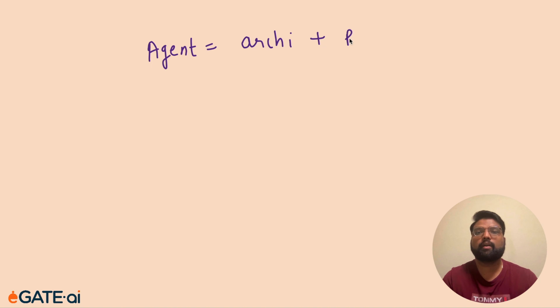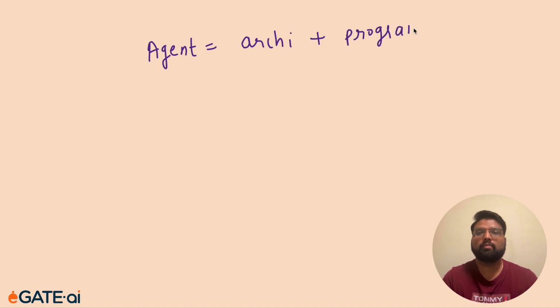In all the previous videos, we have seen several examples of agents, but we haven't talked about what an agent program is. So in this video, we will talk about agent programs and the different kinds of agent programs. When we talk about an agent, there are two components of it. One is architecture, another is program.